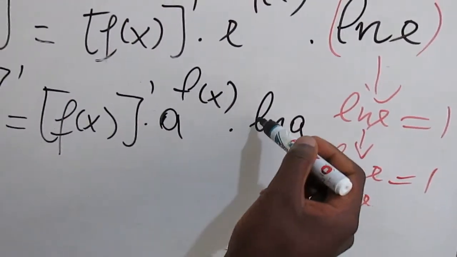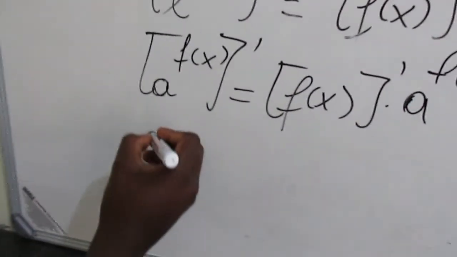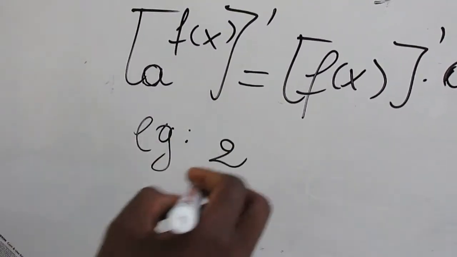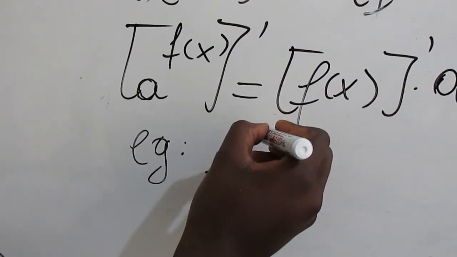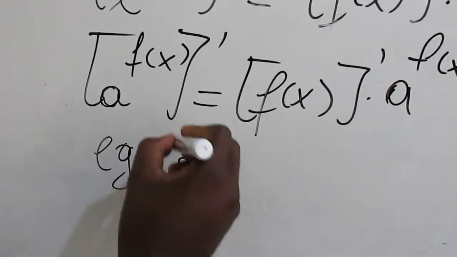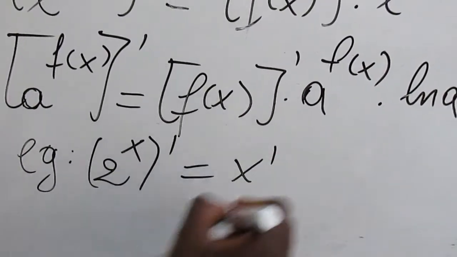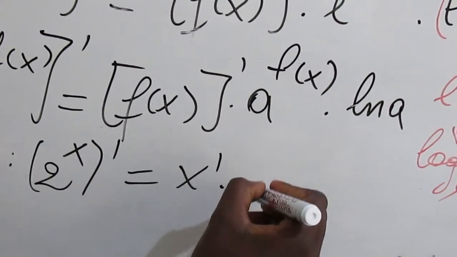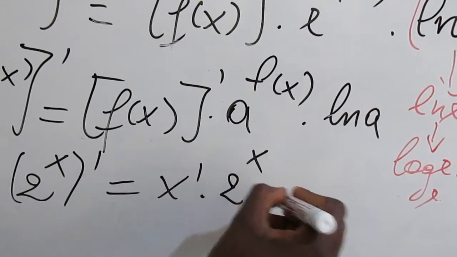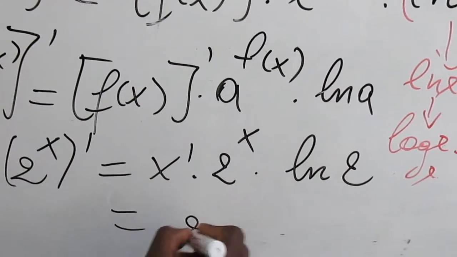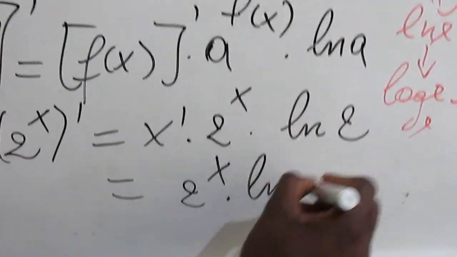Okay. Now we're going to illustrate all of this by an example. Let's say you have 2 to the power x, and they ask you to differentiate this. So we're going to take the x down, you derive it, then 2 to the power x, and finally ln of 2. Then this will give you 2 to the power x multiplied by ln of 2.